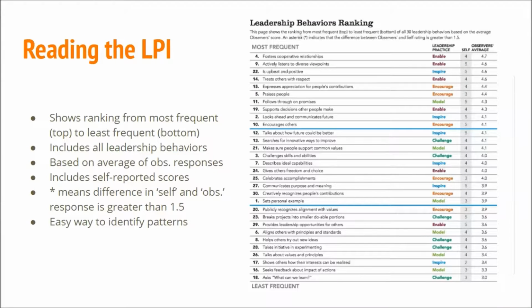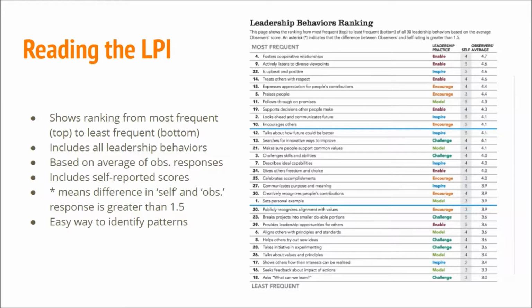One of my favorite ways to look at the data in the LPI is through the leadership behavior ranking, which is this page. It's a little different, but it offers responses for each specific behavior. It's ranked by what your observers report seeing you do the most often at the top to the least often at the bottom. It also includes your personal responses so that you can compare the two. If there's an asterisk on your page, it will mean that there's a difference between yourself and your observer score that's greater than 1.5.